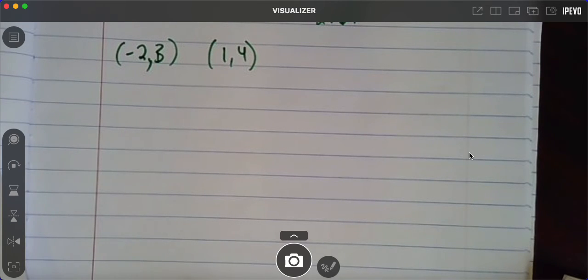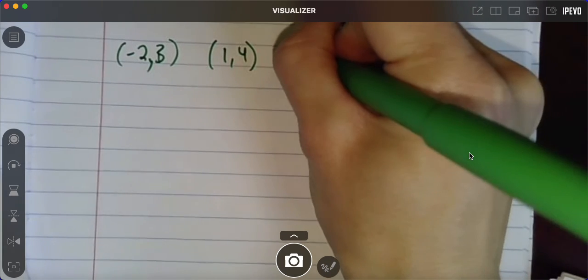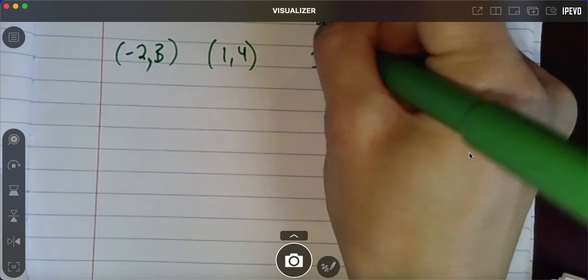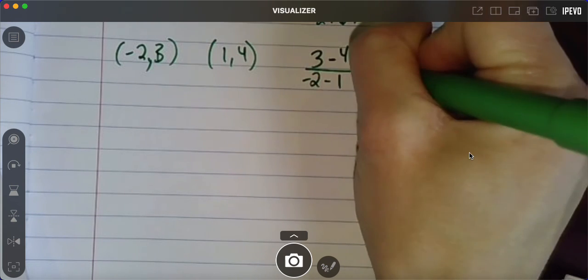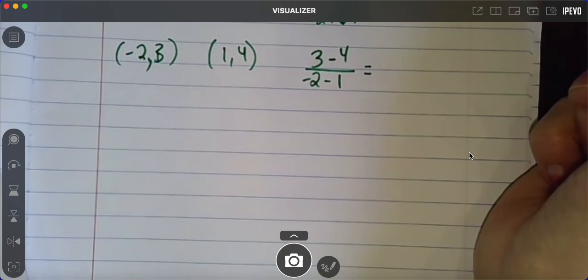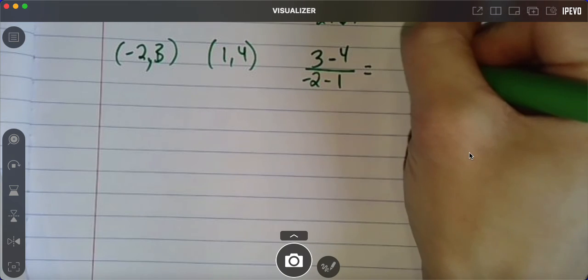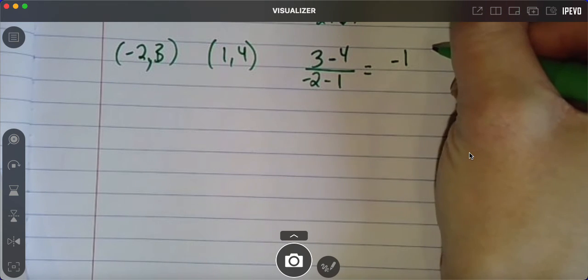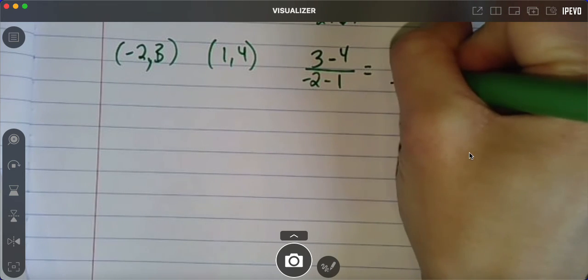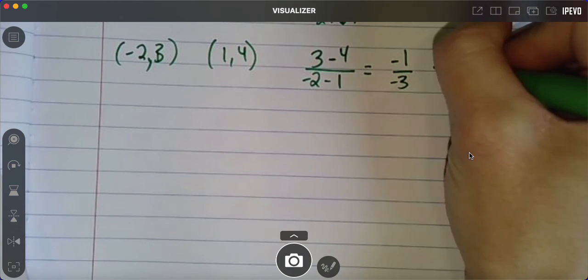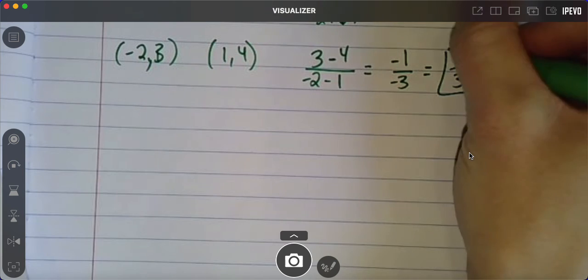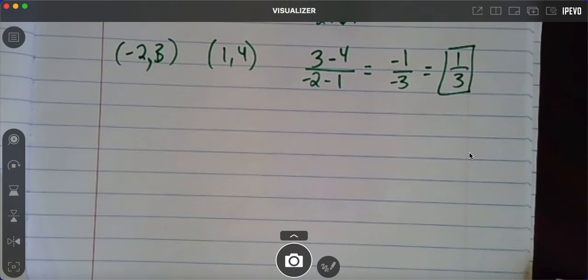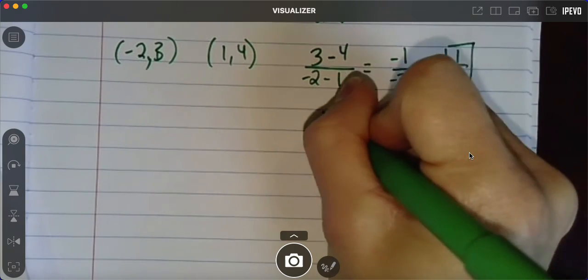Slope, that's what I need to find first. So I'll do 3 minus 4. Those are my y's. And then -2 minus 1. Those are my x's. What is 3 minus 4? -1. And what's -2 minus 1? -3. Well, really, what's a -1 over a -3? That's my slope, 1/3.